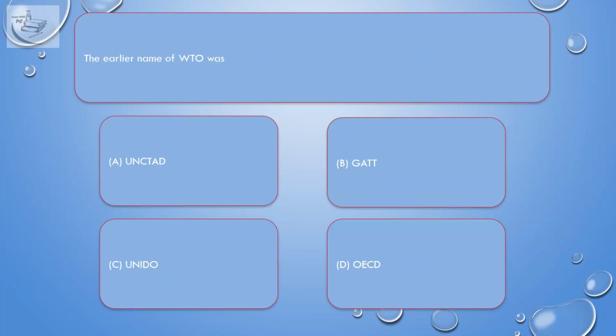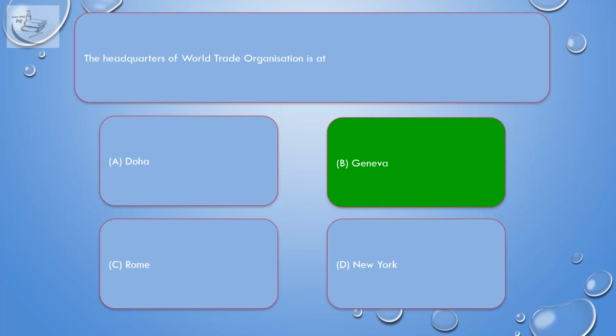Question: the earlier name of WTO was A. UNCTAD, B. GATT, C. UNIDO, D. OECD. Correct answer is B. GATT. Question: the headquarters of World Trade Organization is at A. Doha, B. Geneva, C. Rome, D. New York. Correct answer is B. Geneva.